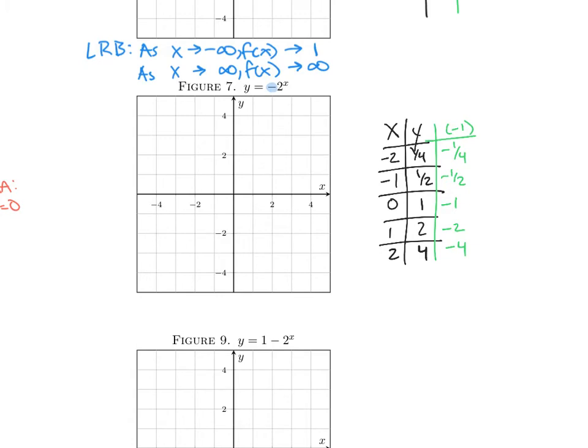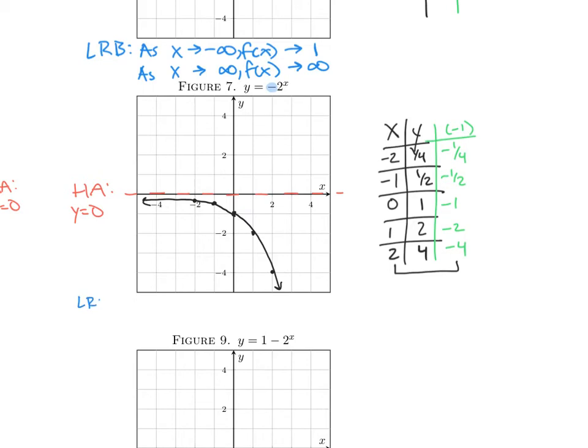So when we plot all of our points, we're going to be using these x values and these y values. So negative 2, negative 1/4; negative 1, negative 1/2; 0, negative 1; 1, negative 2; and 2, negative 4. So it looks something like this. Very similar to the original graph, just reflected over the x-axis. And we're still going to have that asymptote right here at y is equal to 0.